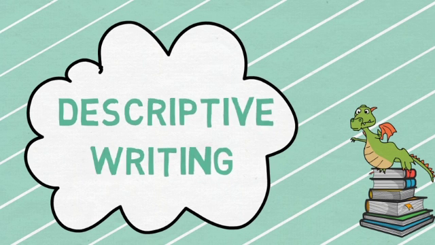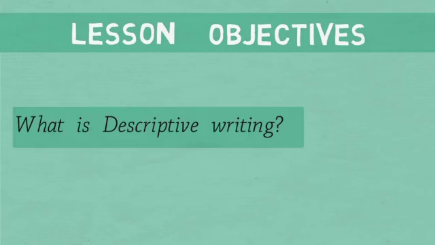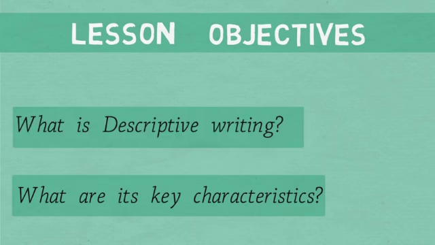Today we are studying about descriptive writing. Together we will learn what descriptive writing is and its key characteristics. Here we will talk about using sensory details to describe a person or an object. We will also see how adjectives can help us improve our description.